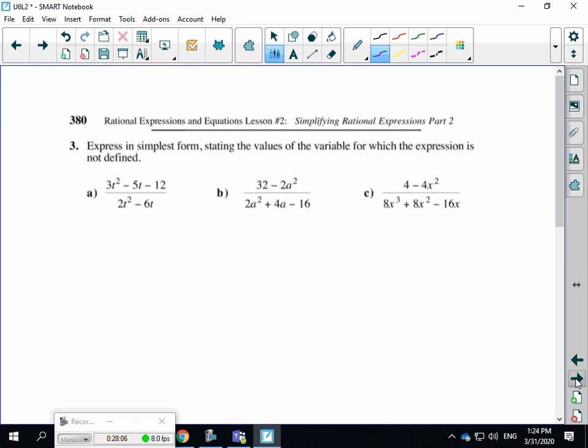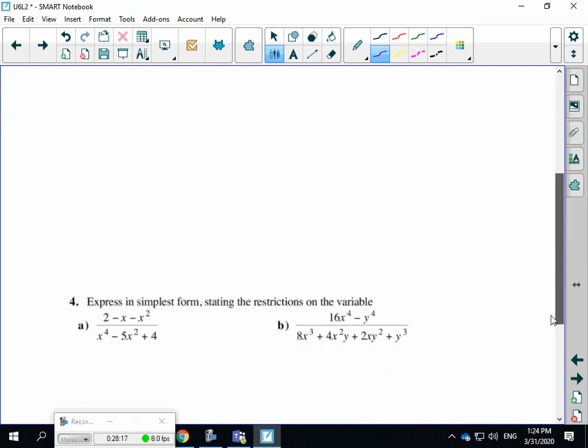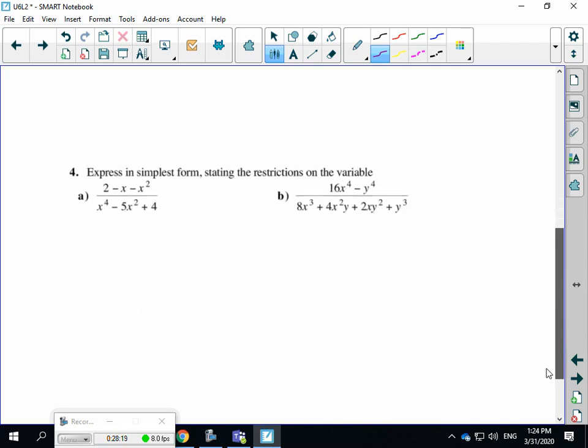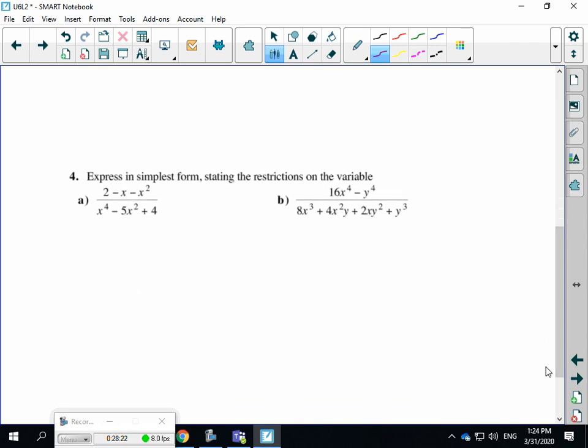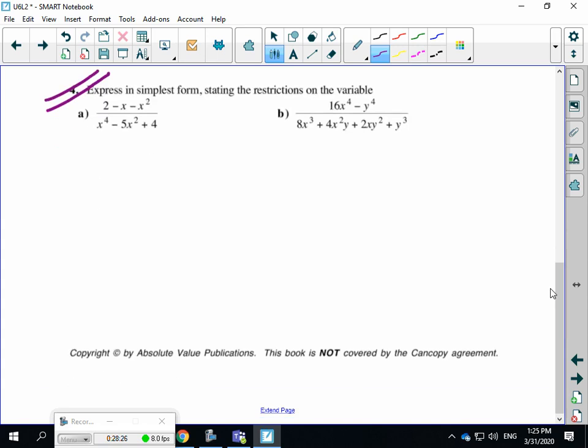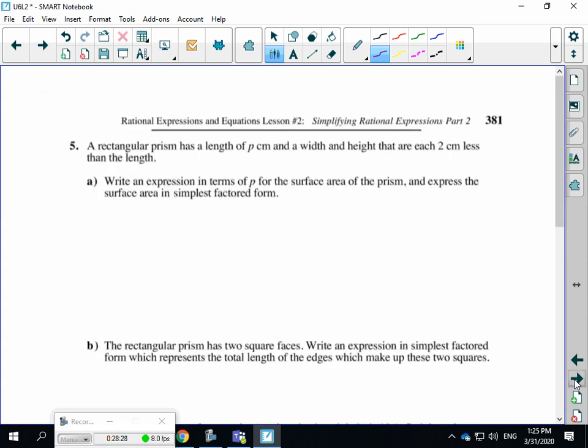Number 3, express in simplest form, stating the values for the variable for which the expression is not defined. You do not need to do C. So you can cancel out C for number 3. And then number 4, we also don't need to do number 4 here. So we can cancel out 4. That's much too complex. Number 5, this would be a nice word problem.